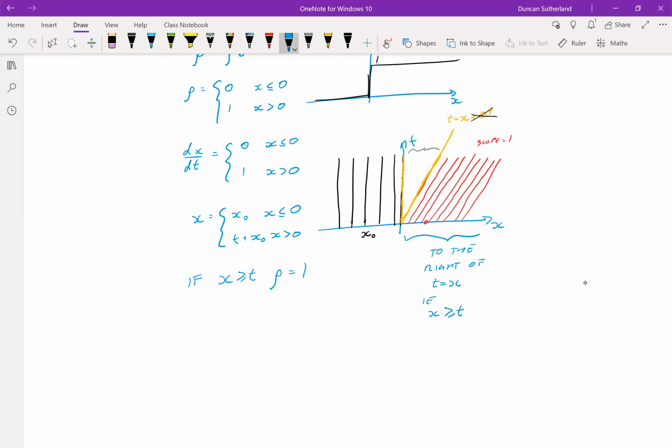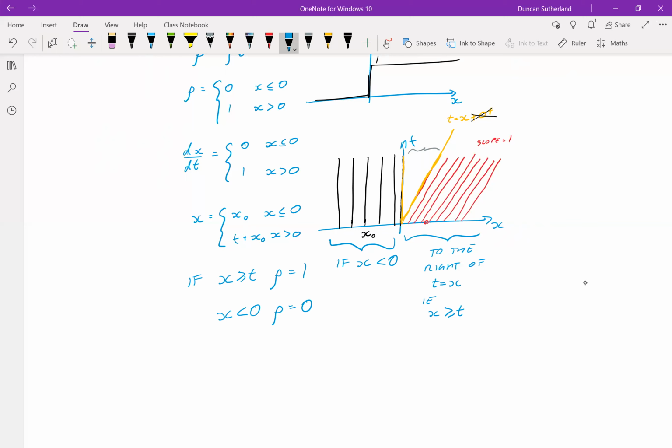Right, so that's the first bit of information that we've got. We've partially reconstructed our solution. We've got 2 more bits to do. To the left here, if x is less than 0, which is everything to the left of this yellow vertical line, we know what our density is. Our density must be 0. It's here. X less than 0, rho equals 0, right? That's just from knowing what happens on these characteristics.